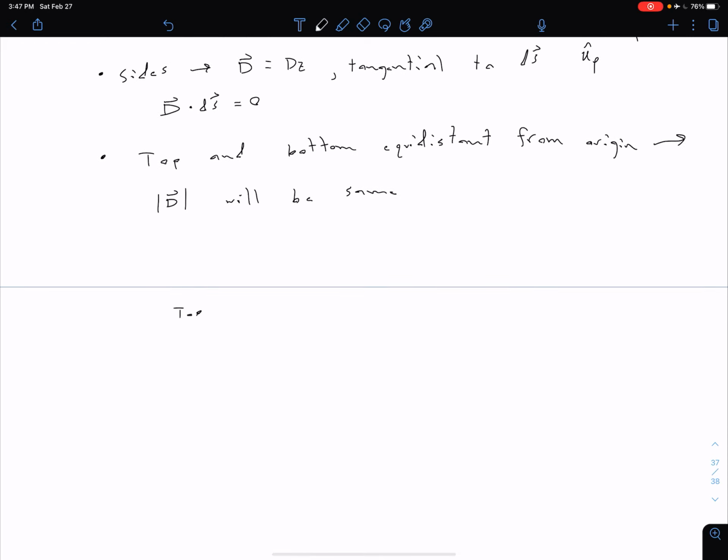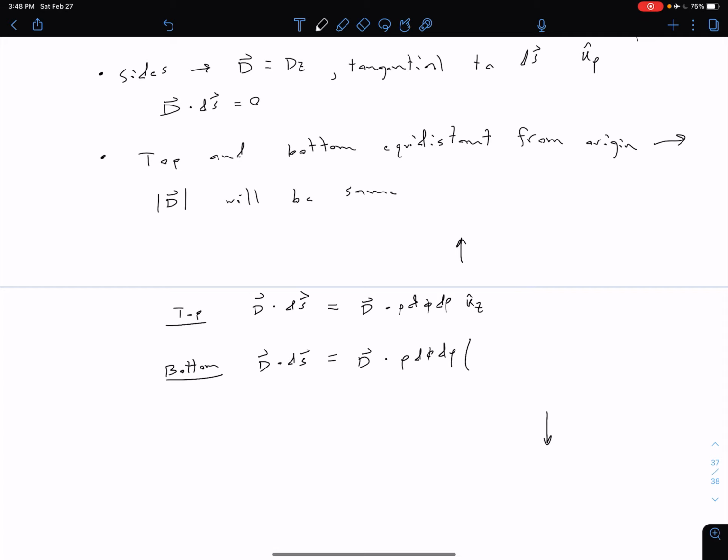So let's consider the two cases. At the top, we're going to have our D dot dS, where our dS out the top is going to be in the positive z direction. So we're going to get something that looks like this: D dot rho d phi d rho in our z direction. And on the bottom, we're going to have D dot dS equals D dot rho d phi. So the same magnitude there, but this is now going to be in the negative z direction. So we have negative D of z.